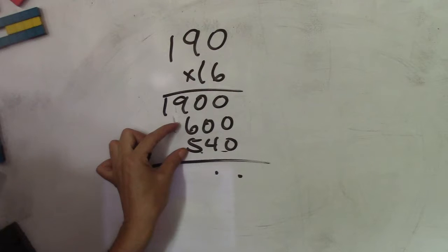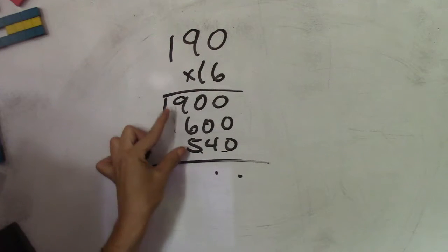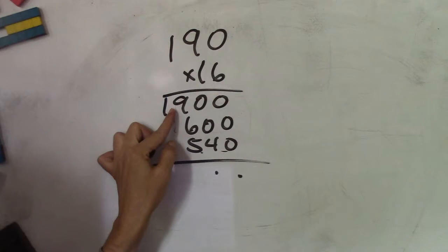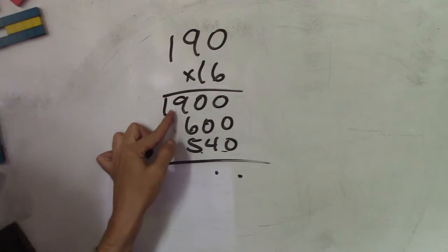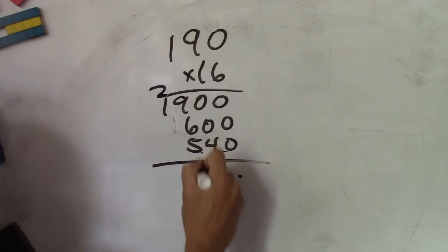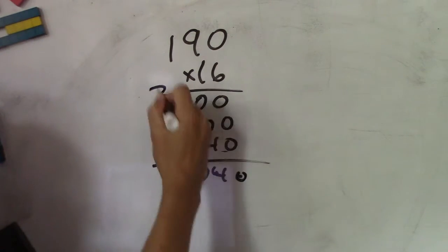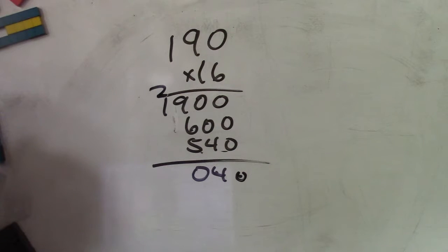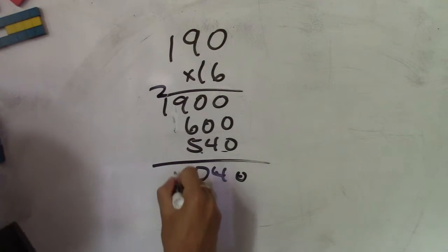How much is this? What's 5 and 6? 11. And another 9? What's 11 and 9? 11 and 9, 20. All right. So 2, 0, 4. Right. What's 2 and 1? 2 and 1 is 3.